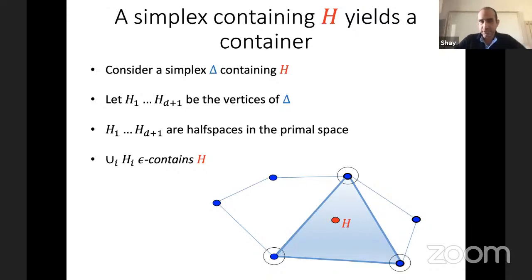And the observation, and this is again a very simple calculation, is that the union of the H_i, the union of the half spaces corresponding to the vertices, epsilon-contains H. So this union contains H because H is a convex combination of these half spaces. And if you have a half space which is a convex combination of other half spaces, then their union contains it. This is just because of inner product. And the reason it epsilon-contains it, the reason the difference is at most epsilon, is because all of these half spaces agree with H on the set N. So we have a union of d plus one half spaces, all of them agree with H on the epsilon net. And by the definition of the epsilon net, the difference between these two sets has at most epsilon measure.